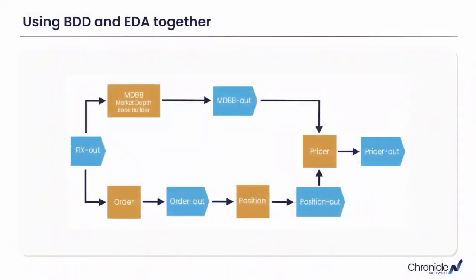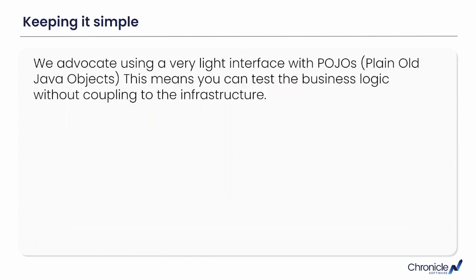And this can be used in realistic cases. So in this case, we've got a series of queues, which are in blue, in between a series of services. The same queue can go to multiple services. The pricer in this case takes data from multiple inputs. And all of this can be canned and produced into tests and regression tests. And the two techniques can be used together.